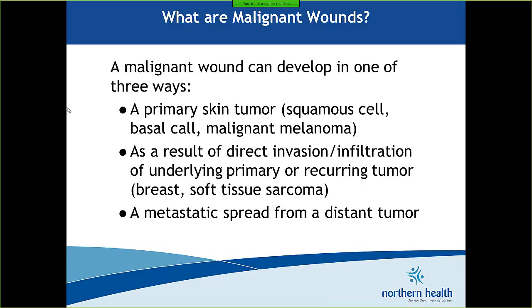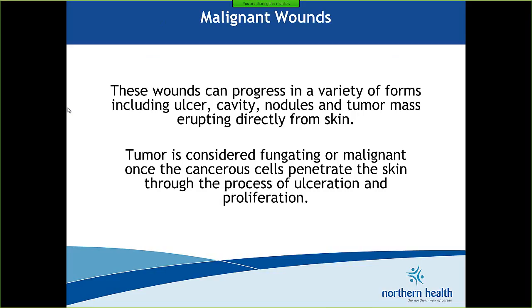So another way is as a result of direct invasion or infiltration of an underlying primary or recurring tumor, so breast or soft tissue sarcoma. And the third is a metastatic spread from a distant tumor. So these wounds can progress in a variety of forms, including ulcer, cavity, nodules, or tumor mass erupting directly from the skin. And the tumor is considered fungating or malignant once the cancerous cells penetrate the skin through the process of ulceration and proliferation.